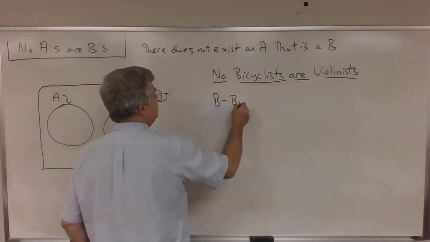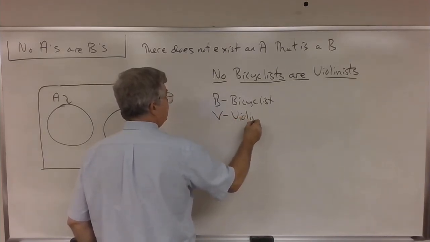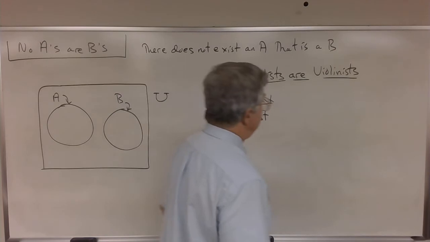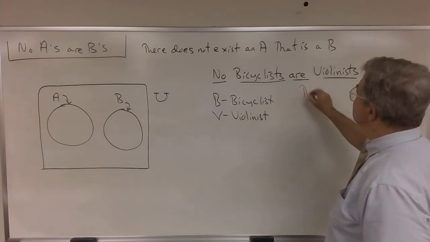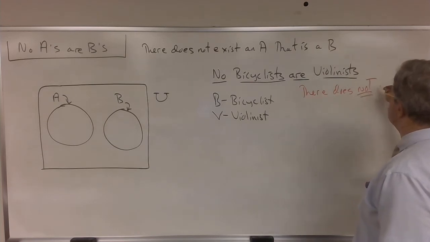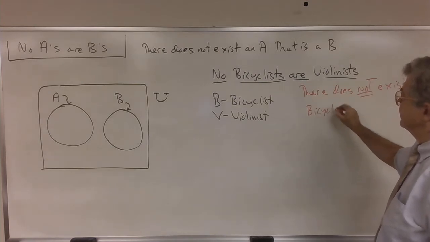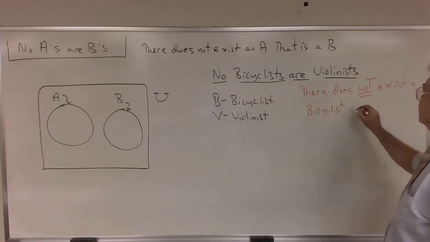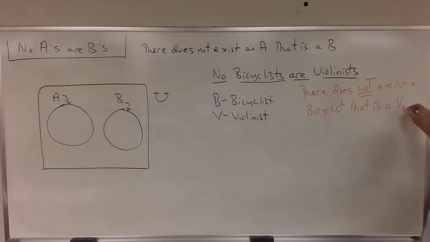So B is the bicyclist circle, and V is the violinist circle. And there's an equivalent way of saying this. There does not exist a bicyclist that is also a violinist. There does not exist a bicyclist that is a violinist.